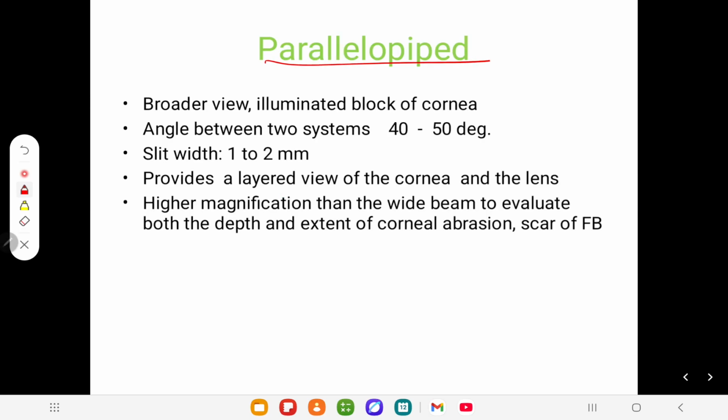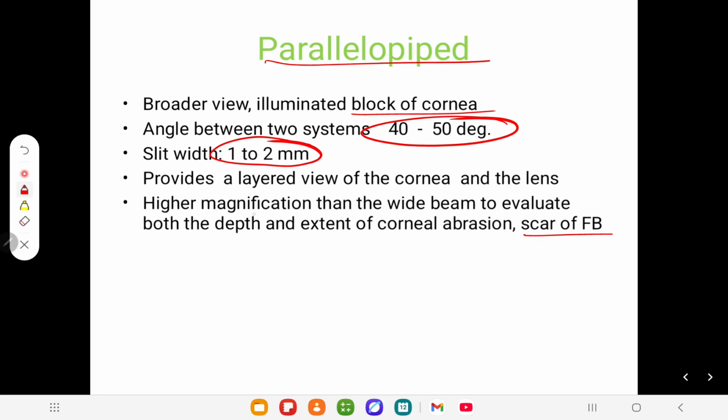What is a parallelepiped? A broader view, an illuminated block of cornea, with the angle between the illumination and observation systems roughly 40 to 50 degrees, and a slit width of roughly 1 to 2 mm. It provides a layer view of the cornea and the lens. So just remember, whenever you want to see the layer view of the cornea and the lens, parallelepiped is good, but definitely optical section is the greatest, because I love optical section. I'll show you later. Use high magnification, then a wide beam to evaluate the depth and the extent of an abrasion or scar or foreign body.